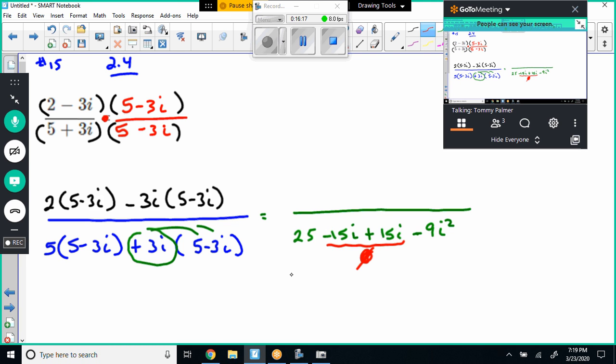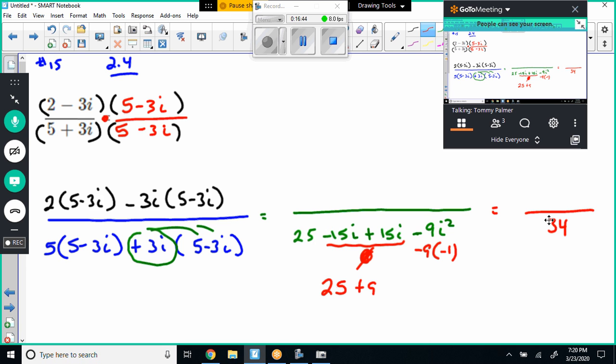Now, that's going to leave us with 25. Now, this is negative 9. We said i squared was what? Negative 1. So this is really negative 9 times i squared. So i squared is negative 1. So negative 9 times negative 1 is plus 9, right? So 25 plus 9 is 34.